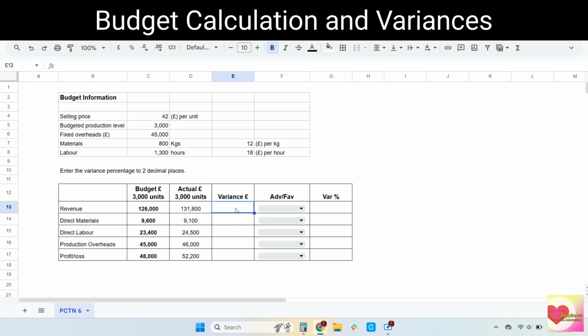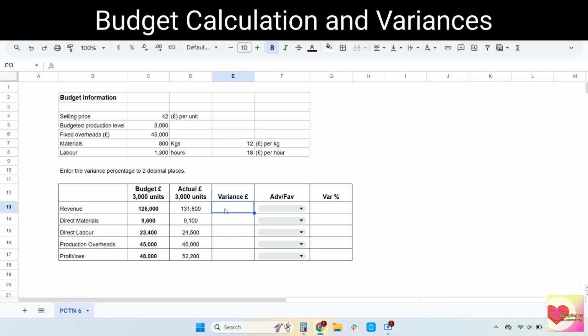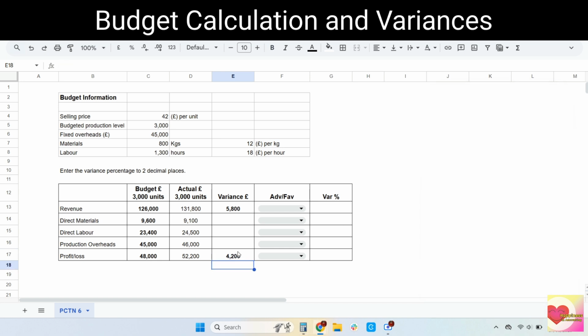First, let's calculate the revenue variance. So from the actual 131,800 minus the budget, which is 126,000, and we got 5,800. So this is our revenue variance. Then let's calculate the profit or loss variance next because it is calculated the same way as the revenue variance, which is the actual 52,200 minus the budget 48,000, and we got 4,200 profit or loss variance.